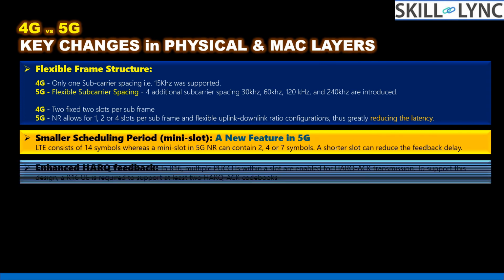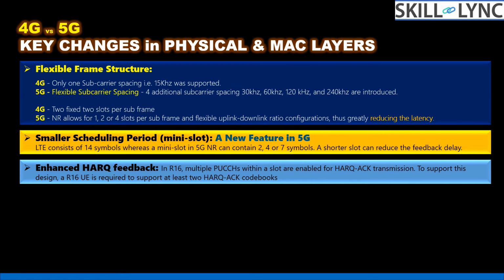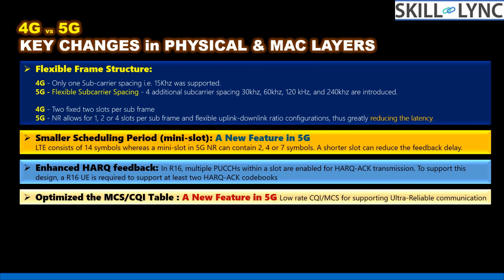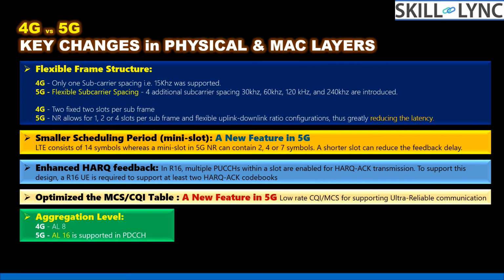And with a combination of the enhanced HARQ feedback feature, which is a Release 16 feature, we can receive HARQ ACK in the same slot. These changes also tend to reduce latency. For reliable communication, a new feature called Optimized Low Rate MCS QCI is introduced in 5G. Higher aggregation levels are also supported in 5G. In 4G, the maximum aggregation level was only 8, but in 5G, up to 16 level aggregation is supported in PDCCH. Retransmission of mini slot is also supported from Release 16 in 5G.